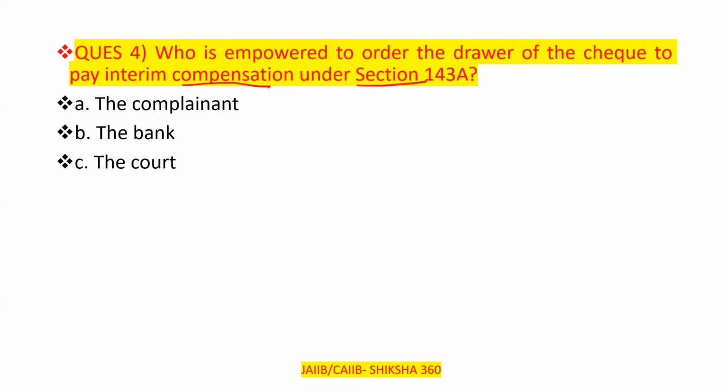Option number A, that is the complainant. Option number B, that is the bank. Option number C, that is the court. Clear? We have already discussed who has given all these orders. The court has the authority to give all these orders. So option number C will be the answer here.